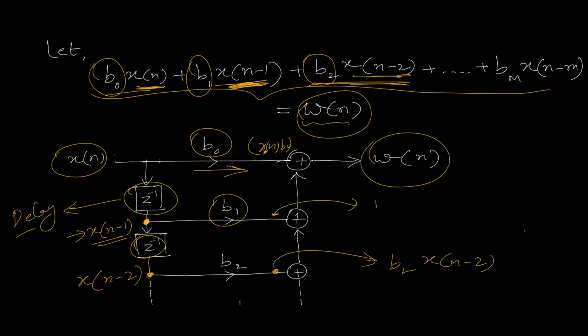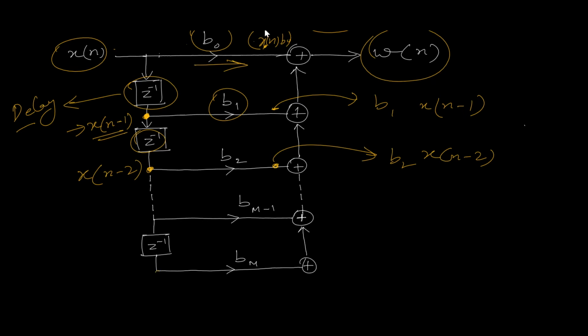At this point we already have b1 x of n minus 1. And finally, as the equation is ranging up to capital M, this will be x of n minus capital M multiplied with this, so ultimately this delay will result in x of n minus capital M.